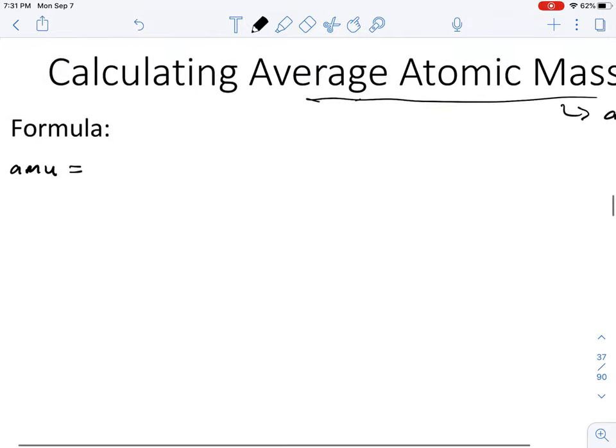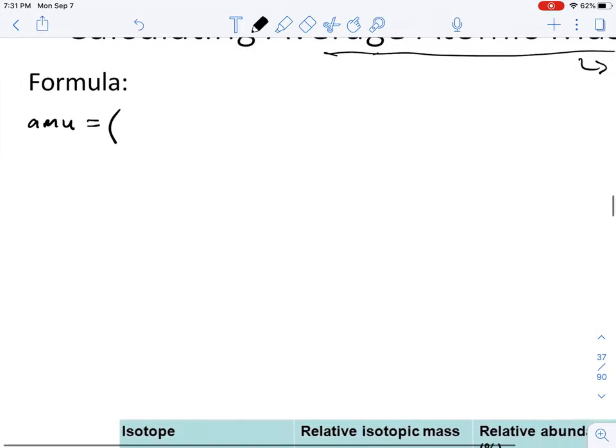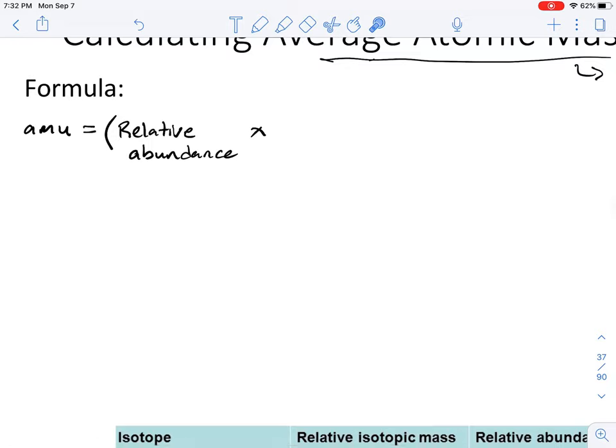And so when we're calculating the average atomic mass, we're going to follow a specific pattern. So it's simply going to be the relative abundance. There's another name for it. It can be fractional abundance, percent relative abundance, the list kind of goes on. And so we're going to take the relative abundance and we're going to multiply it by the mass of the isotope.